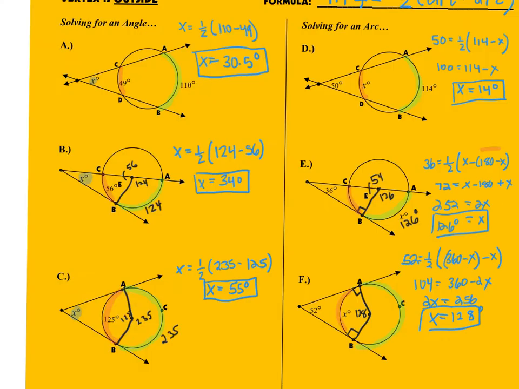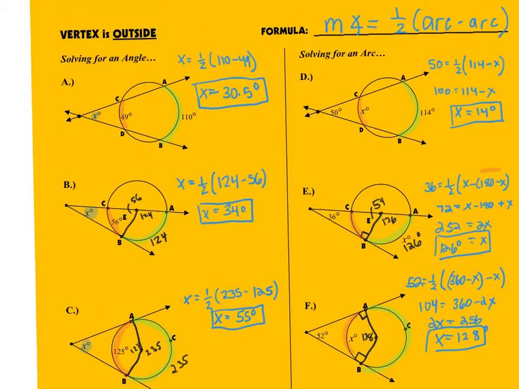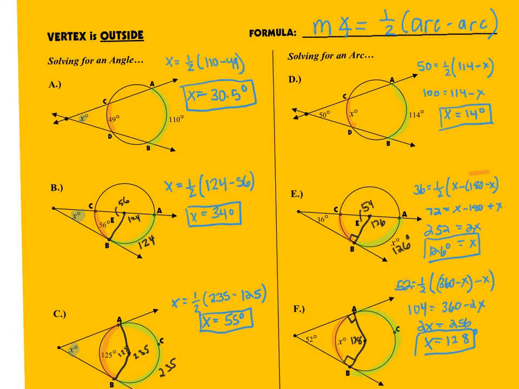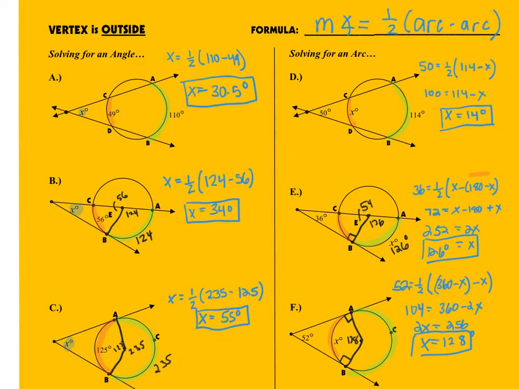So now I need you to go to your foldable, and we are going to look for the part of the foldable where it says the vertex is on the outside, and we're going to go through some practice problems here.